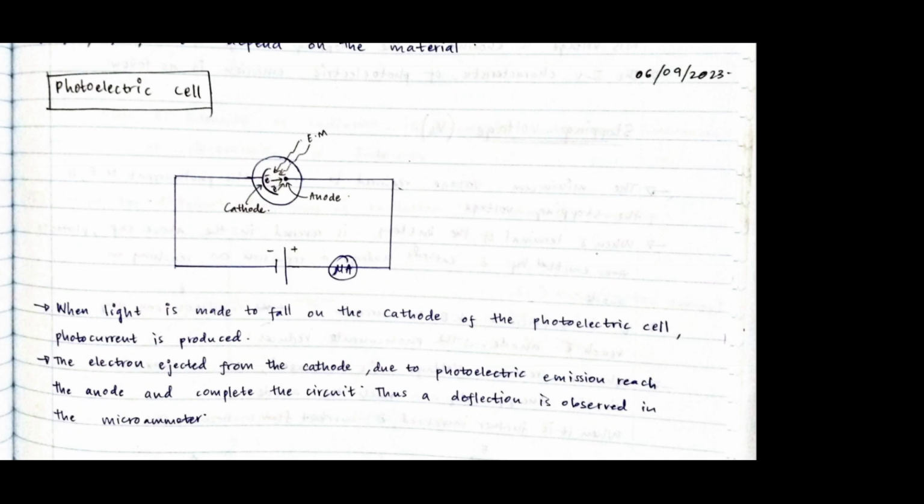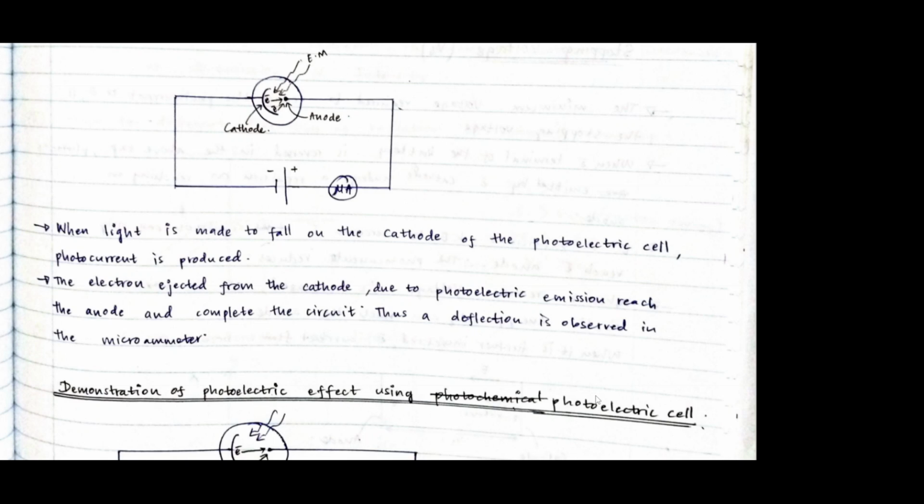In this video, let's discuss the photoelectric effect. In our previous class, we were discussing this photoelectric cell. So we know that when light falls on this cathode, we have the emission of electrons.